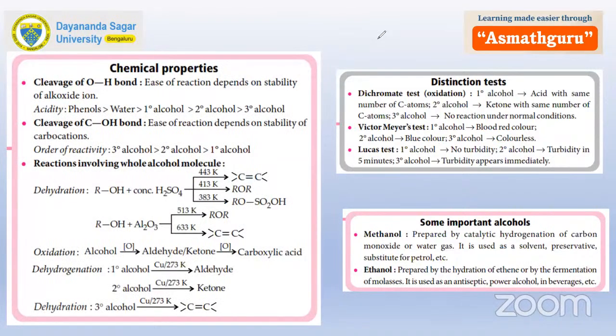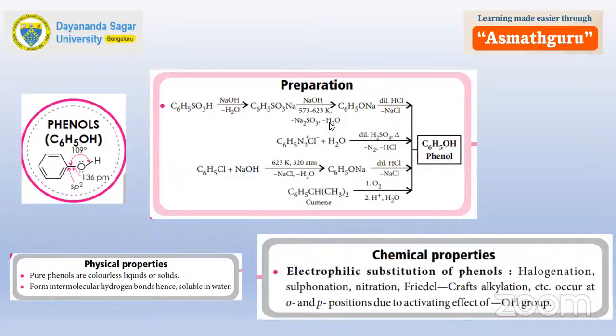Now we'll go to phenols. Sir, how to prepare phenol? You can prepare phenol by using benzene sulfonic acid, by treating with NaOH and then further hydrolysis by HCl. We can prepare phenol by using benzene diazonium chloride. We can prepare phenol by using chlorobenzene, a nucleophilic substitution reaction at high temperature and pressure. We can prepare phenol by using cumene, very, very important. Cumene is also called isopropyl benzene, in two steps.